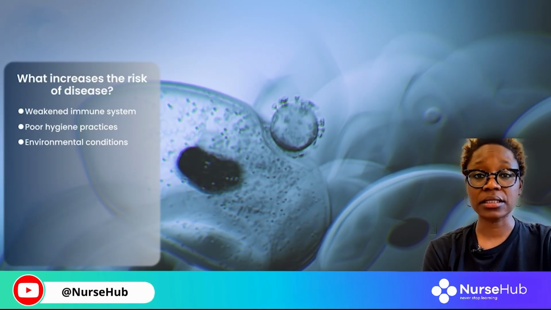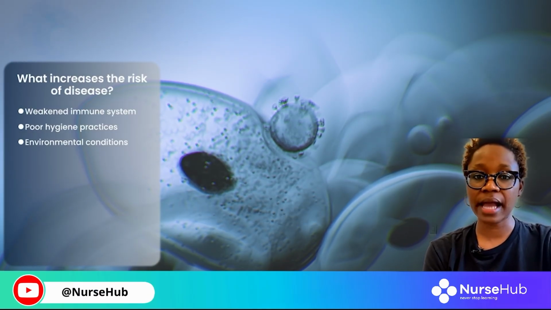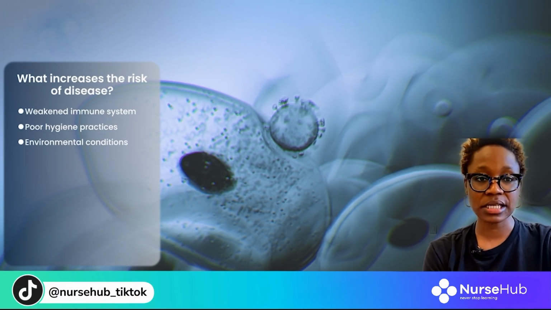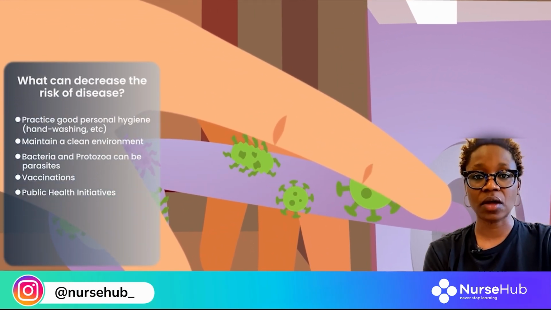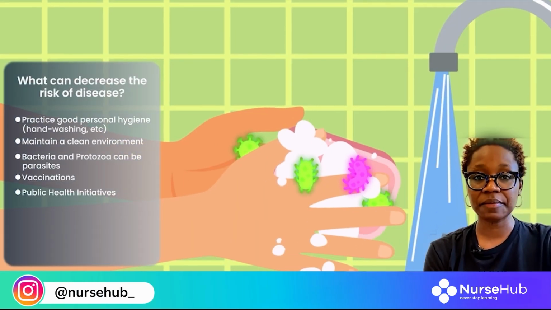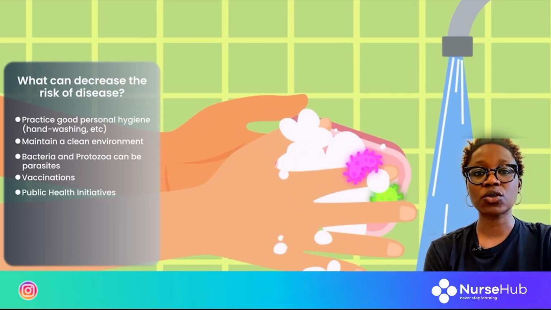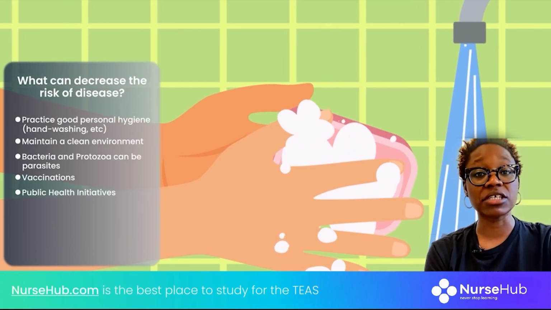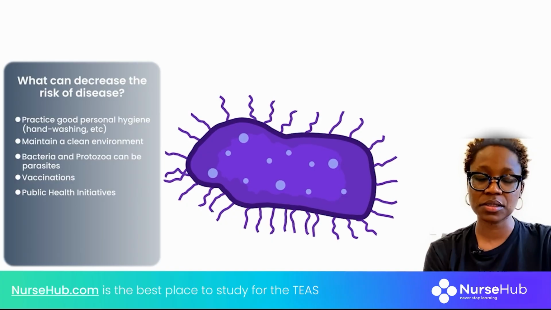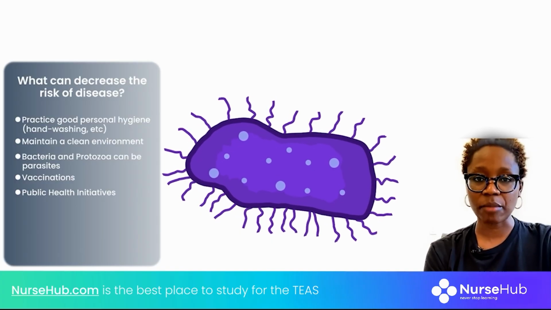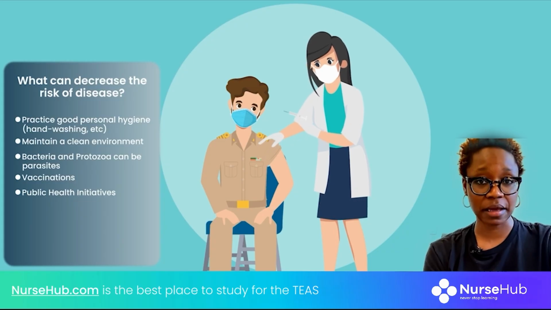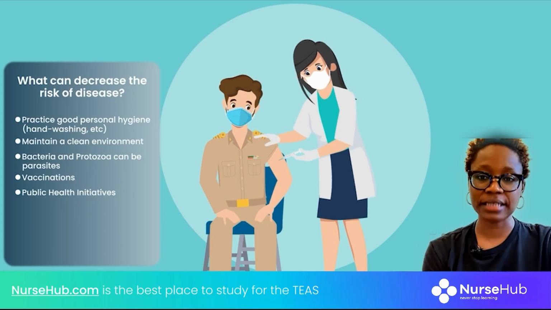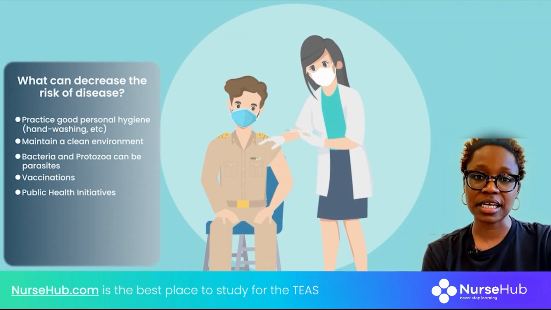Factors such as a weakened immune system, poor hygiene practices, and environmental conditions can all contribute to the spread of disease. Preventative measures such as practicing good personal hygiene, maintaining a clean environment, getting vaccinated, these are all crucial in controlling the spread of disease caused by microorganisms. Understanding the role of microorganisms in disease helps us appreciate the importance of public health initiatives and personal health practices to safeguard against infectious disease.